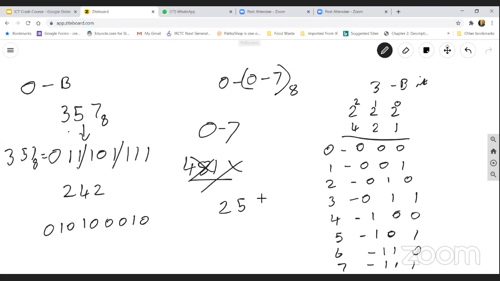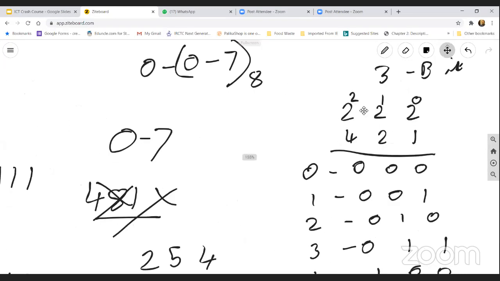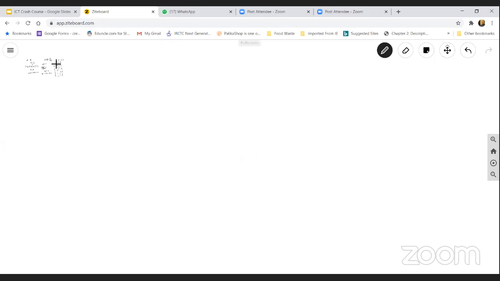So 254. Anyway, thanks for writing this. For 2, it's 010, 5 is 101, 4 is 100. That's all. This is how we have to convert any octal number to a binary number. Okay. So in the same way, I will write one binary number.